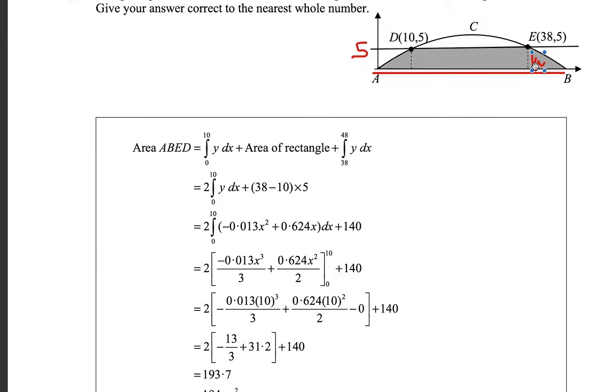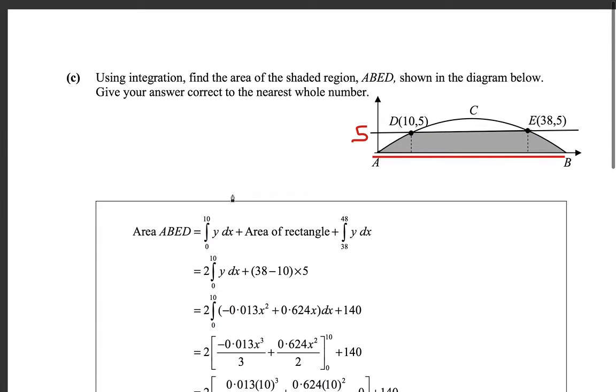This isn't always going to be the case, but in this case it's very symmetrical. So 2 times one of these over the interval of 0 to 10, or it would work out exactly the same over the interval of 38 to 48. Now the rectangle is this distance times this, so 38 minus 10 times the height, which is 5.